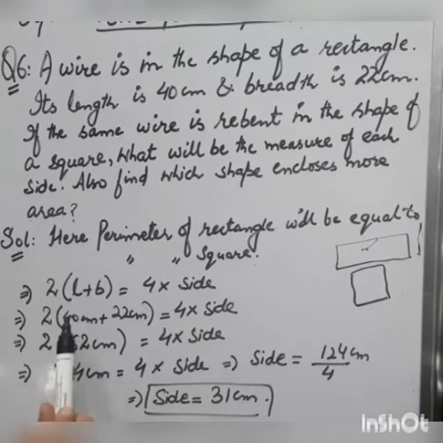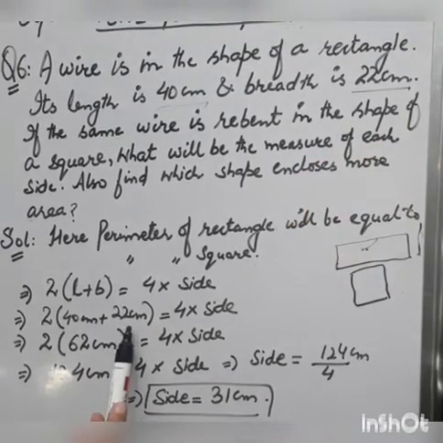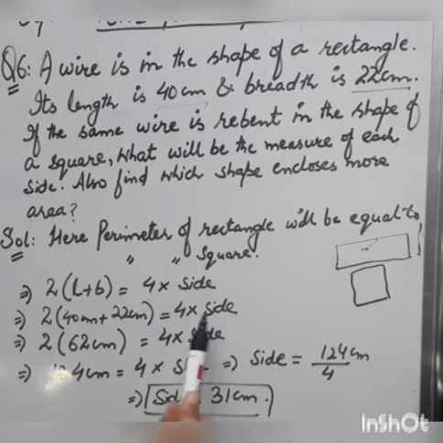Now this 2, keep it as it is. Then now this length is given as 40 centimeter. So 40 centimeter plus breadth is given as 22 centimeter, is equal to 4 into side. Now this 2, keep it as it is. 40 plus 22 is 62 centimeter is equal to 4 into side. Now 2 into 62 is 124 centimeter is equal to 4 into side.